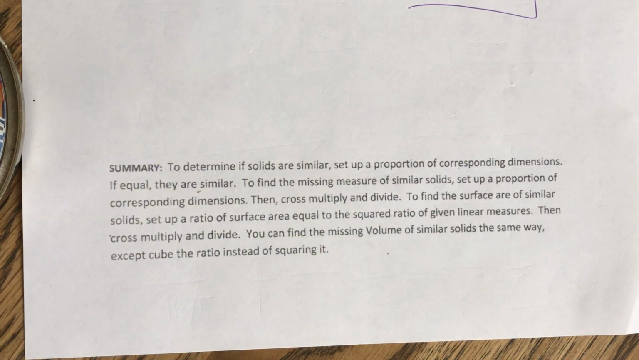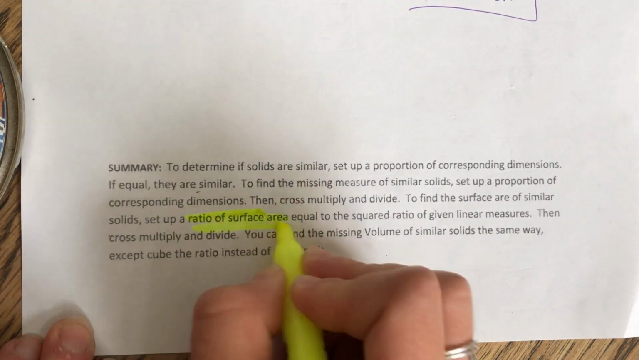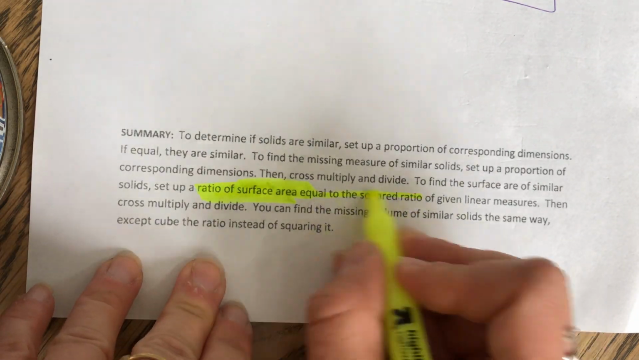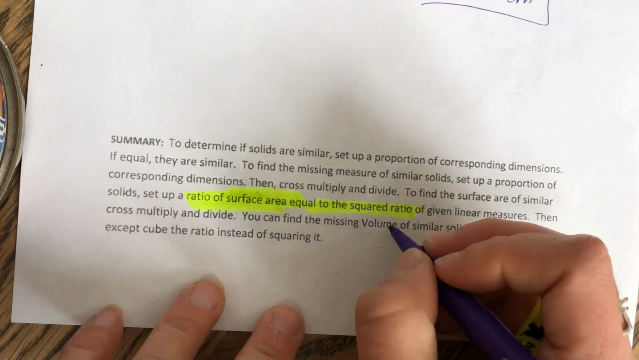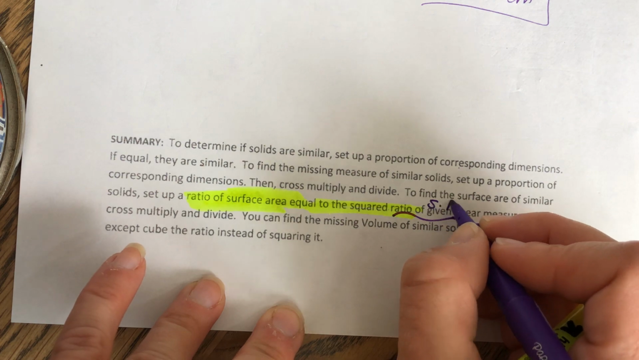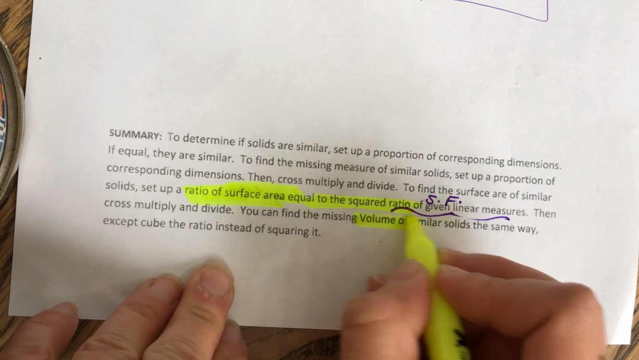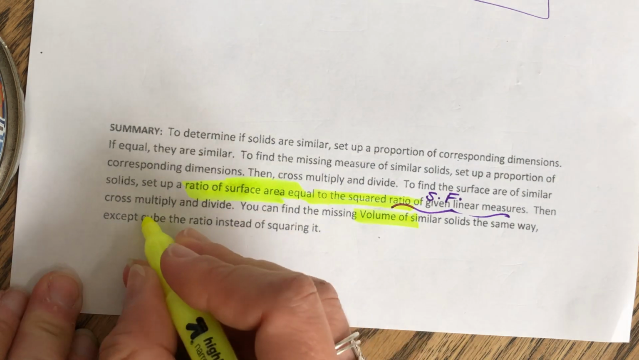Now, just to summarize: to determine if the solids are similar, you set up a proportion. To find the missing measure, set up a proportion of the corresponding dimensions, cross multiply and divide. To find surface area, set up the ratio of surface area, then square root it to get the ratio of the linear measurements, which is my basic scale factor. Then you cross multiply and divide. To find the volume, you do the same way, except we cube it.